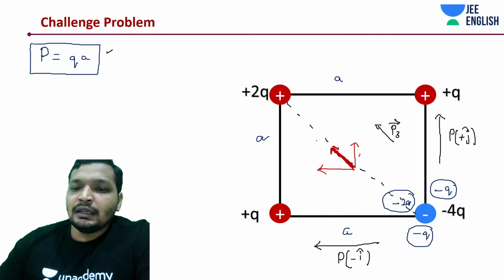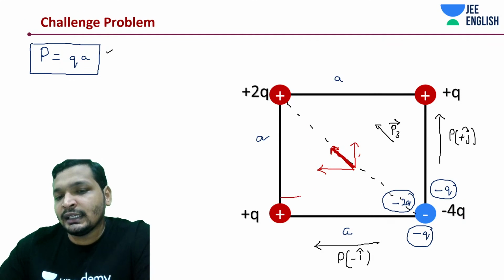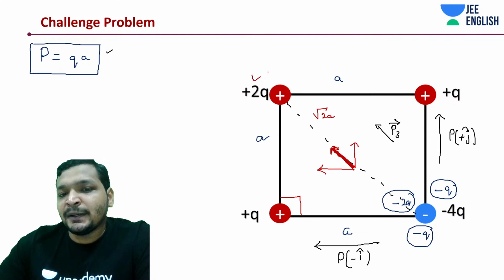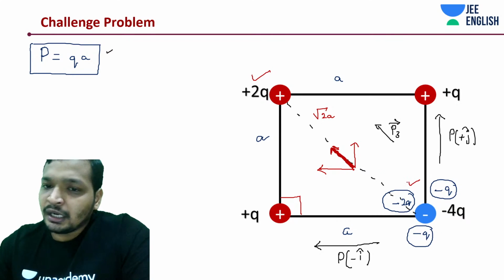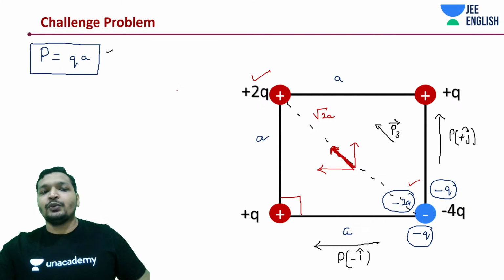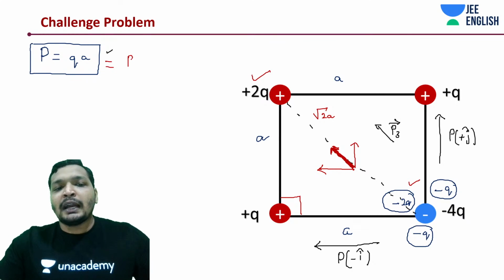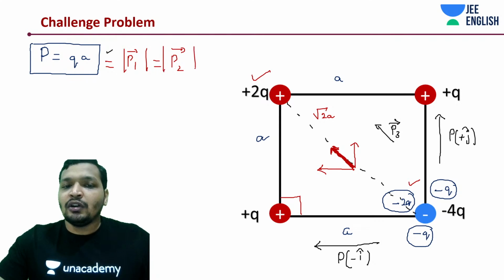That hint is nothing but this distance is not a. How much is this distance? This is a, this is a, this is 90 degrees, right? And how much should this be? Root 2a. The distance between this plus 2q and the split up minus 2q should be root 2a. So the magnitude of P3 is different than P1 and P2. In fact, P is equal to the magnitude of P1 and the magnitude of P2, but it's not equal to P3. That's the reason I kept it all alone.